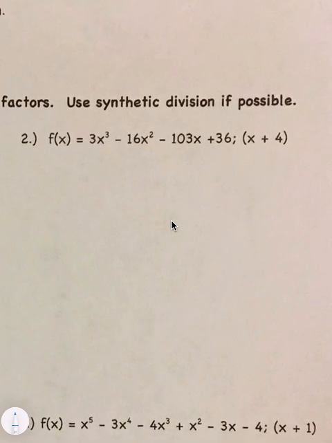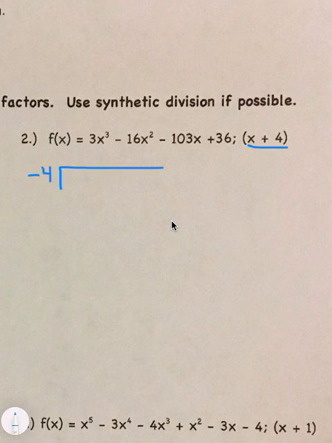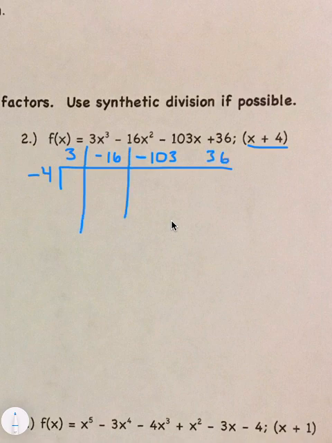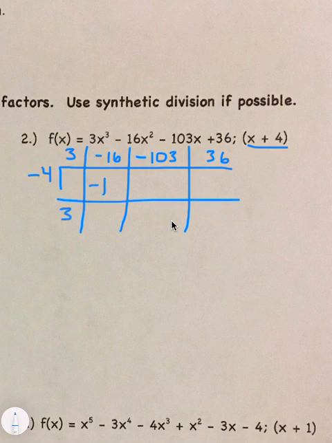Let's look at the second one. So we still have x plus 4, so we can use synthetic. So I'm having a 3, negative 16, negative 103, and 36. So getting set to do my synthetic, drop down to 3, multiply, add, negative 28 times 4 gives me positive 112, that's 9, negative 36.